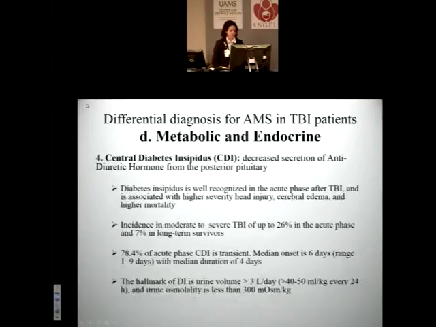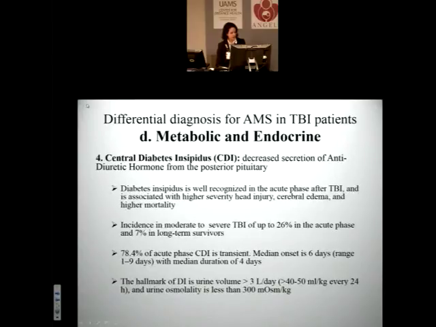Central diabetes insipidus is defined as the decreased secretion of antidiuretic hormone from the posterior pituitary gland. Diabetes insipidus is well recognized in the acute phase after TBI. It's associated with a higher level of head injury, cerebral edema, and higher mortality rate. Incidence in moderate to severe TBI is up to 26% in the acute phase and 7% in the long-term survivors. 78.5% of acute phase diabetes insipidus is transient. The median onset is 6 days, and the median duration is 4 days.